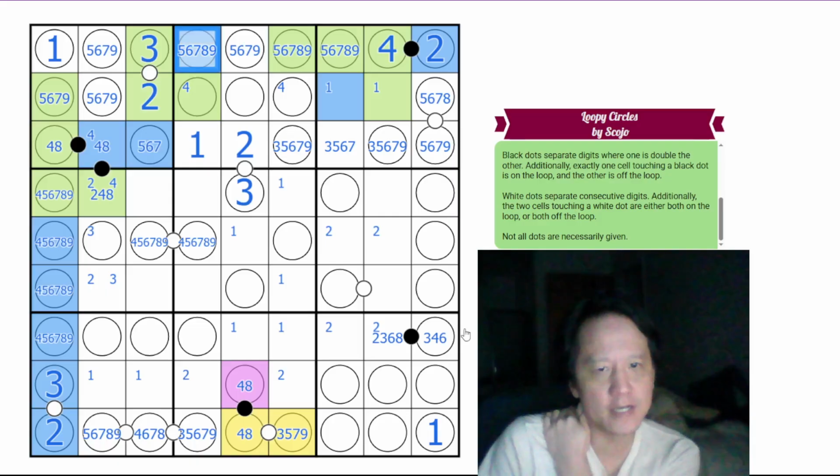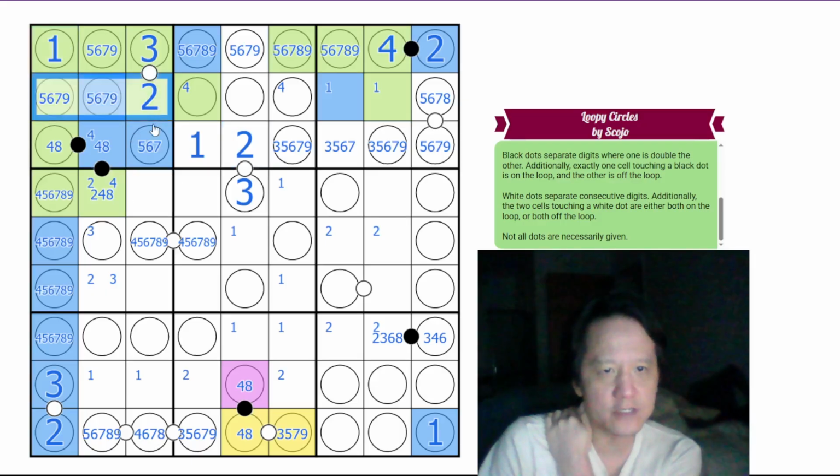So this is not on the loop. This is not on the loop. Sorry, this has to be on the loop. There we go. So it enters in this way, it must exit out this way, so this cannot be on the loop. Therefore, this is on the loop, and this is not on the loop. So it has to go this way.